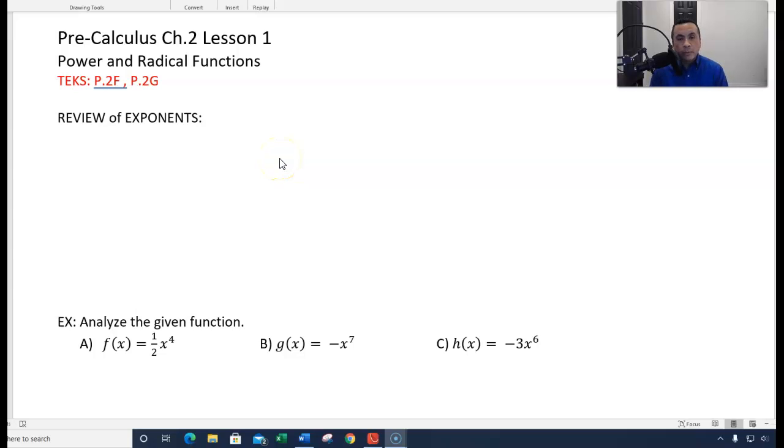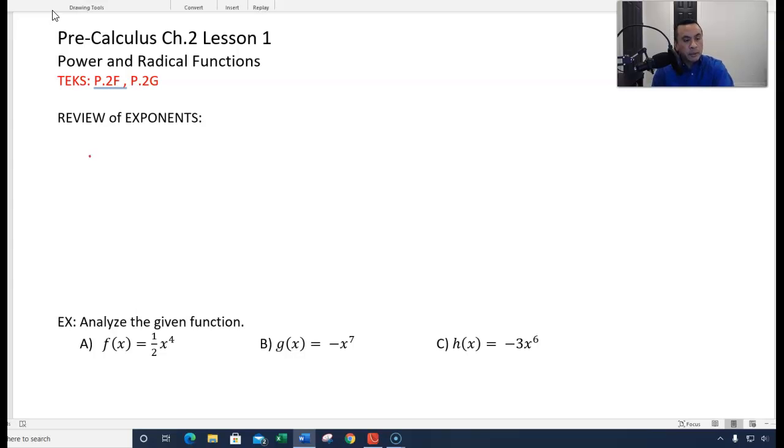Hello everybody. So we're about to start chapter 2. This will be the first lesson of chapter 2, but before we begin, I wanted to go ahead and review some of the rules or ideas behind exponents. Not necessarily the rules of exponents, but some of the concepts related to exponents.